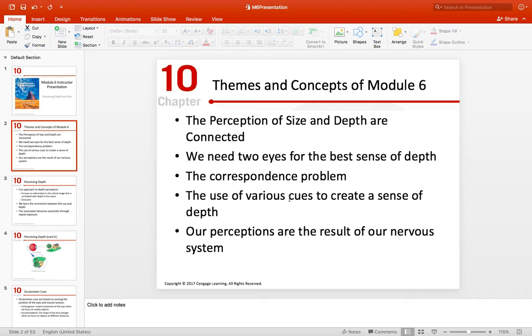You need to be aware of all the various cues that create a sense of depth. There are cues that rely on one eye and cues that rely on two. And lastly, this is something that I keep saying over and over: our perceptions are the result of our nervous system. What we experience is not exactly what the reality is.